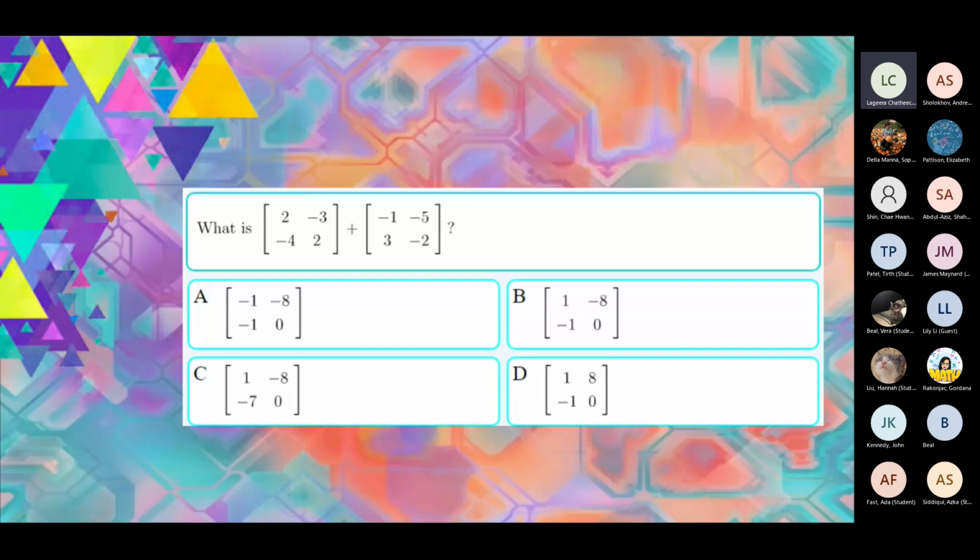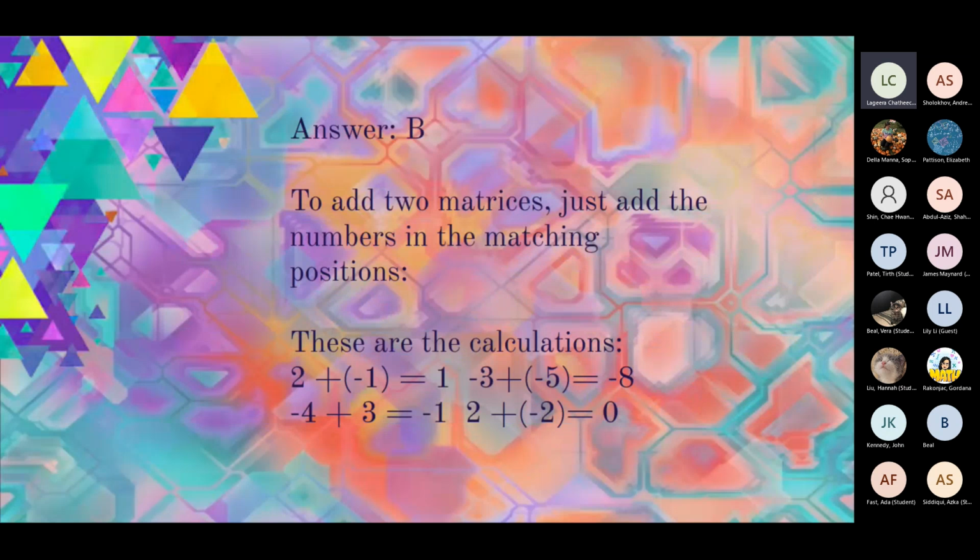So the answer for this matrix problem would be B, because to add two matrices, just add the numbers in the matching positions. So the calculations for this question would be 2 plus -1, which is equal to 1, -4 plus 3, which is equal to -1, -3 plus -5, which is equal to -8, and 2 plus -2, which is equal to 0.